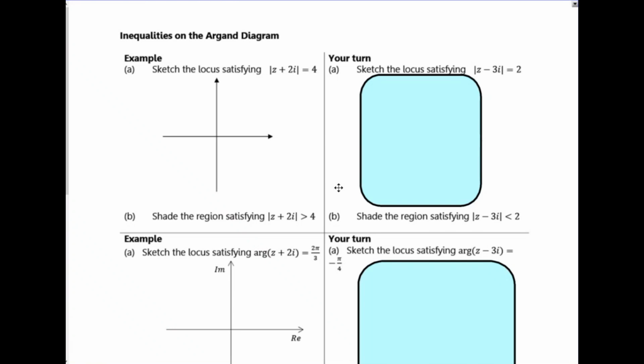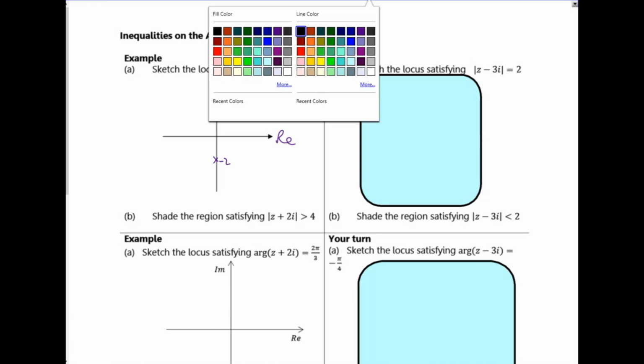So it's modulus of z something equals a number. So this is a circle. First thing we need to do is rewrite this as modulus of z minus 2 equals 4. So this is a circle centered on minus 2i down here. And it's got radius 4, so this will go past the origin, it will go through the real axis. You should be using compasses to draw these.